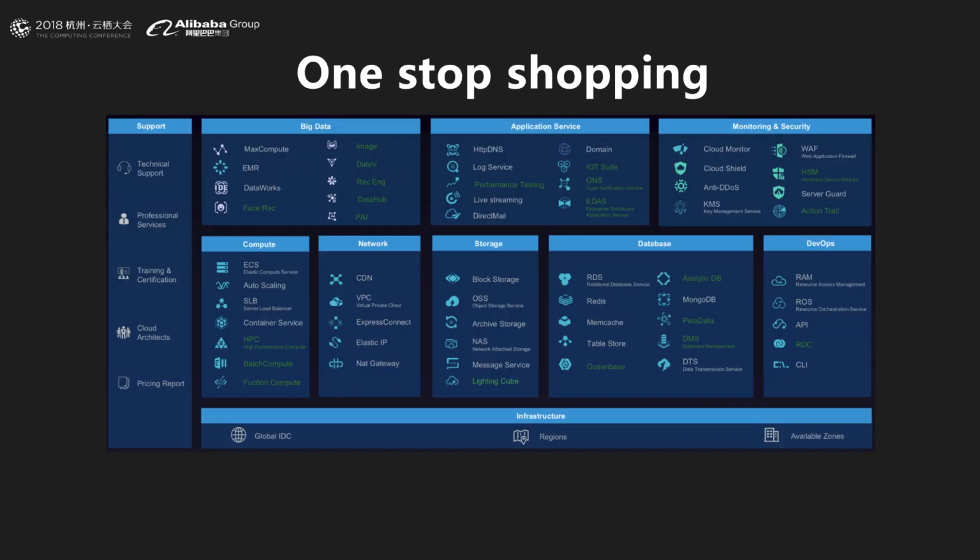This is the Alibaba Cloud product portfolio. Today we have more than 100 products and services that you can have one-stop shopping on cloud. For easy understanding, the fundamental services are categorized in different categories, including computing, network, storage, database, and DevOps. And also there are various advanced services categorized in big data, application service, as well as monitoring and security services.